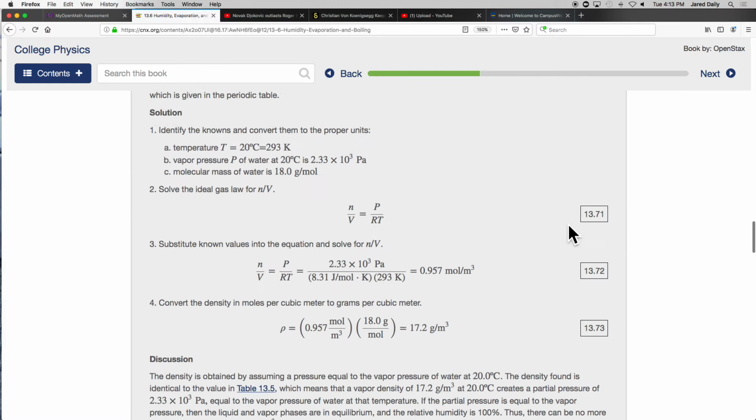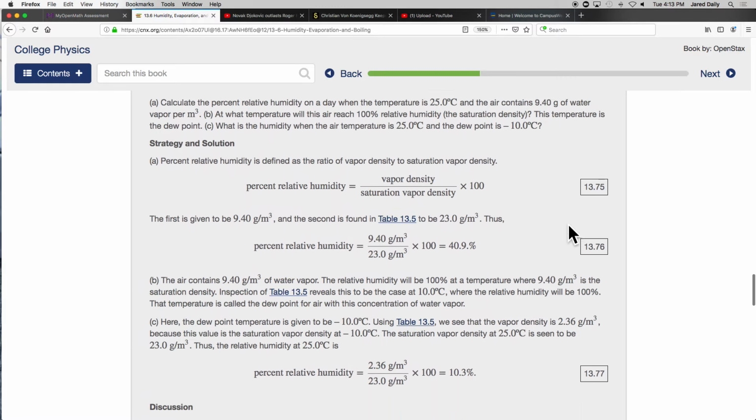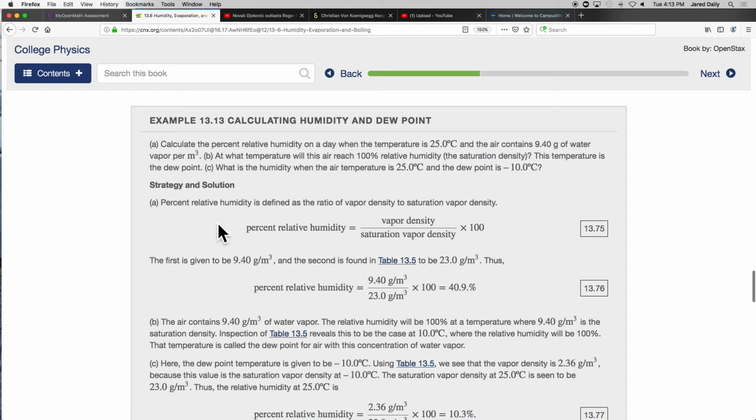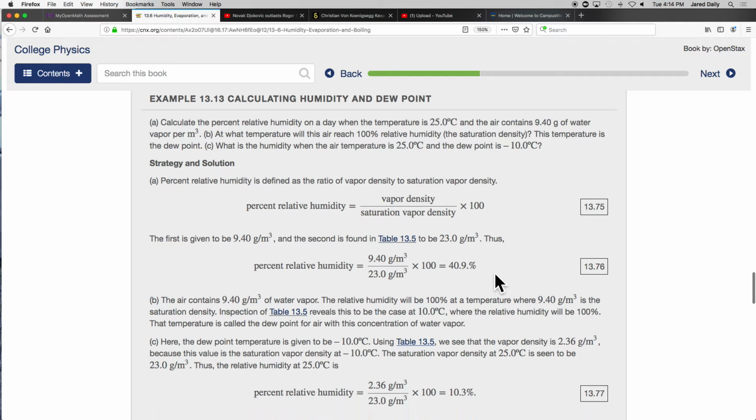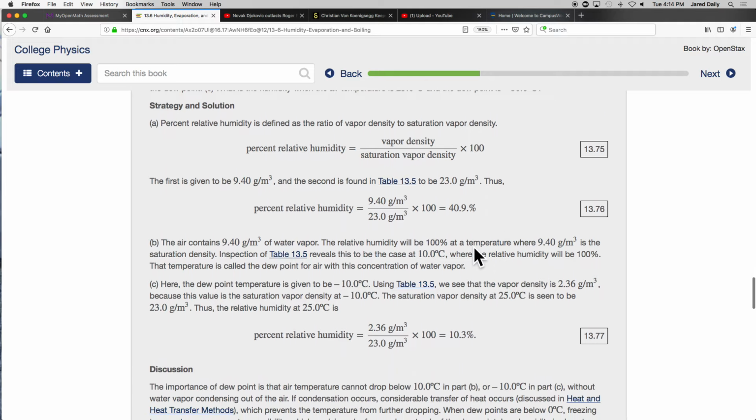So in this last example, they calculate the percent relative humidity by putting in the vapor density, which is 9.4, divided by the saturation vapor density at 25 degrees, which is 23 grams per cubic meter, and it gives us a percentage of 40.9%. Right? So the 40.9% is the percent relative humidity.